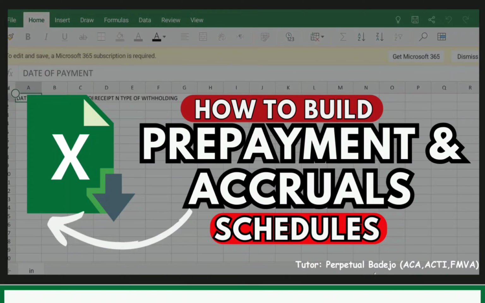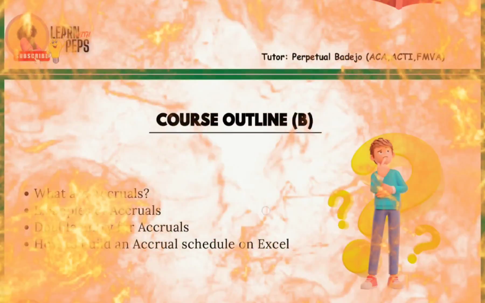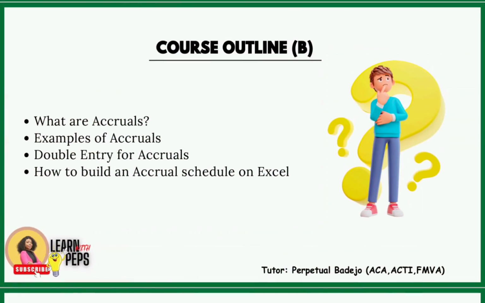Okay, I know the last time I dropped a tutorial, it was on how to build a prepayment and accruals schedule, and we spoke extensively about how to build a prepayment schedule, everything about prepayment, cash basis of accounting, accrual basis of accounting, and that was where we ended the tutorial. I promised us that there was going to be a part 2, which was going to take care of accruals, examples of accruals, double entry for accruals, and how to build an accrual schedule on Excel.